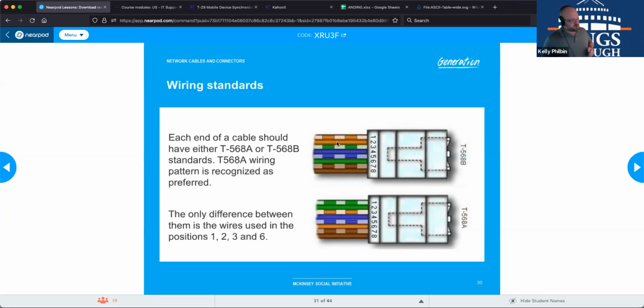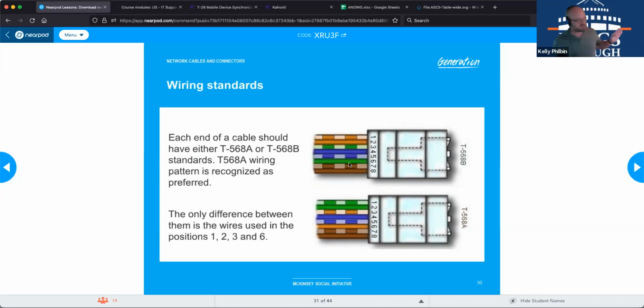So it'd be orange stripe, orange. And then you go green stripe. And then it's solid blue, blue stripe, blue, green, brown stripe, brown. So remember, stripe, solid, stripe, solid, stripe, solid, stripe, solid. It always alternates. So pins 1, 2, 3, and 6 are the only pins that move.